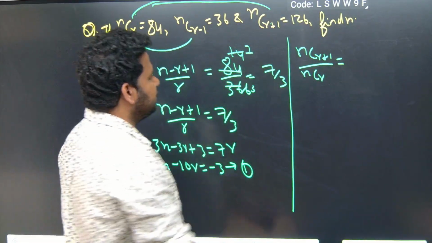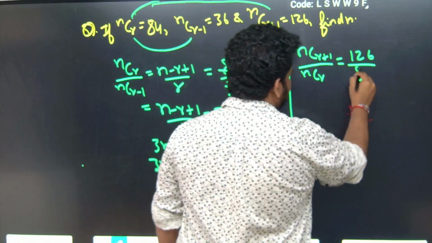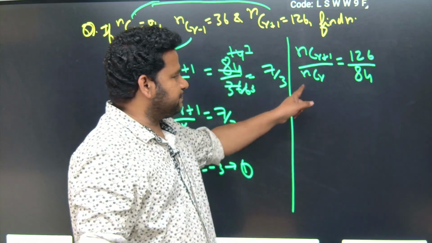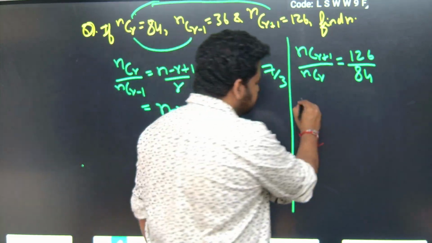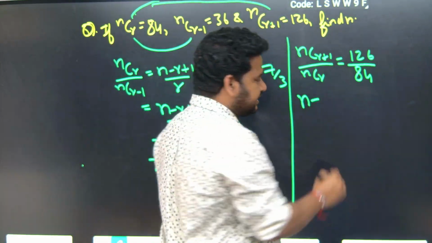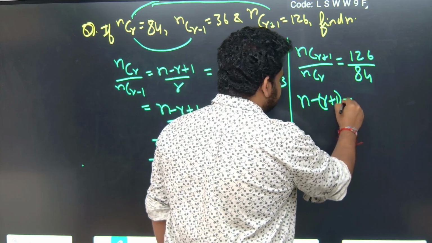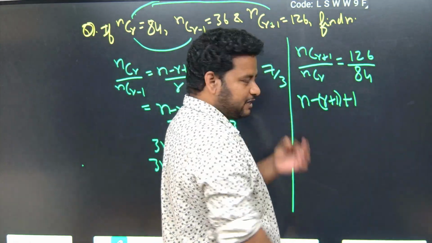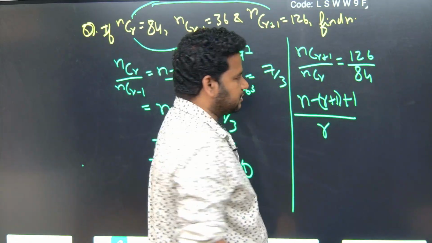nCr+1 is 126 divided by nCr is 84. Okay, nCr+1 by nCr. Here we have to apply the property: n minus r. Here r is not just r, it is r plus 1. So n minus (r plus 1) plus 1, divided by r. Okay, this is equal to what?